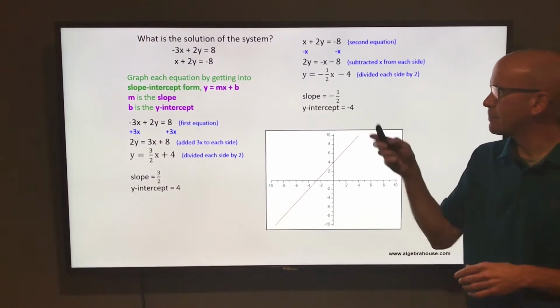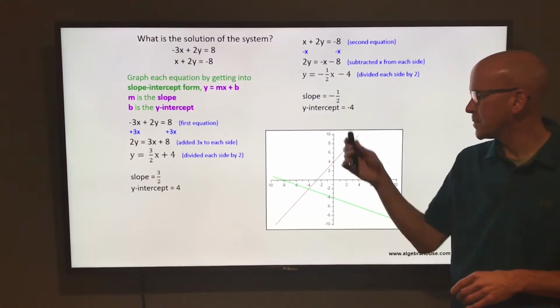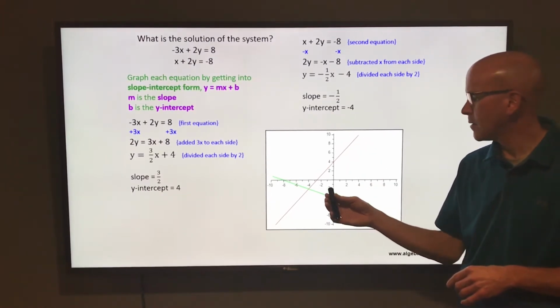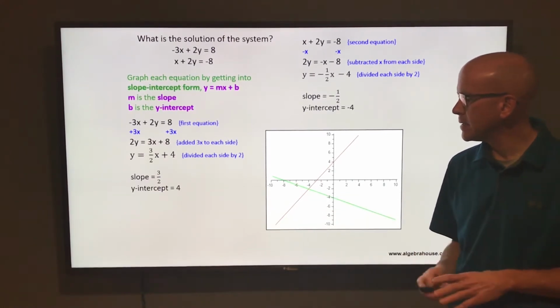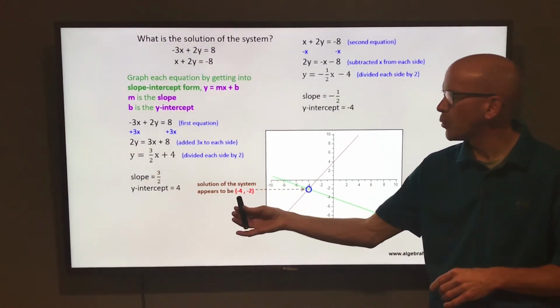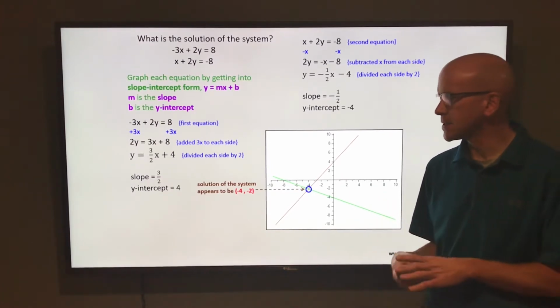So to graph that, put a point at negative 4 on the y-axis. And then from there, the slope is negative 1 half. Go down 1 to the right 2, put another point, and then draw a line through those 2 points. So you can see these two lines do intersect at a specific point, and that point is negative 4, negative 2. That is the solution to that system.